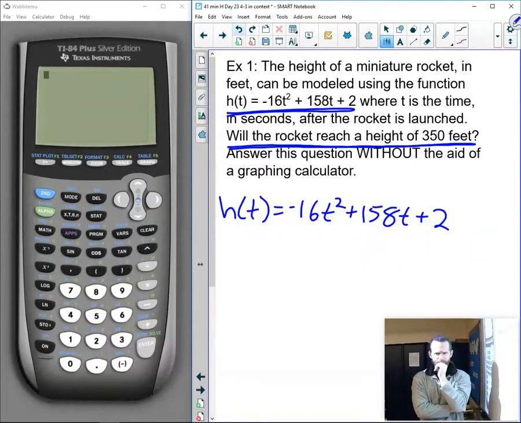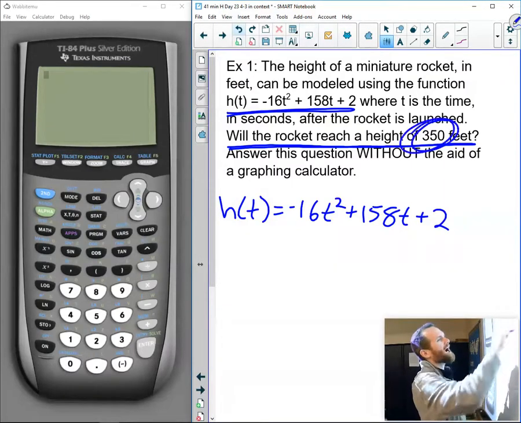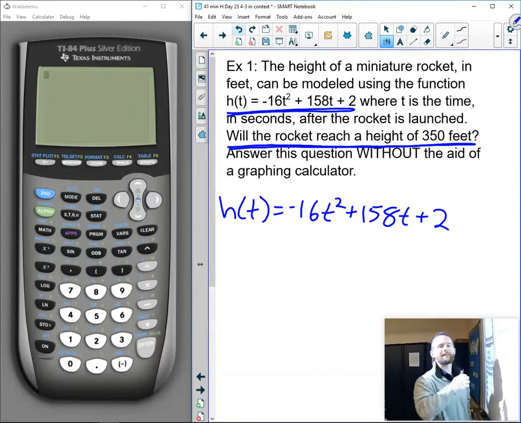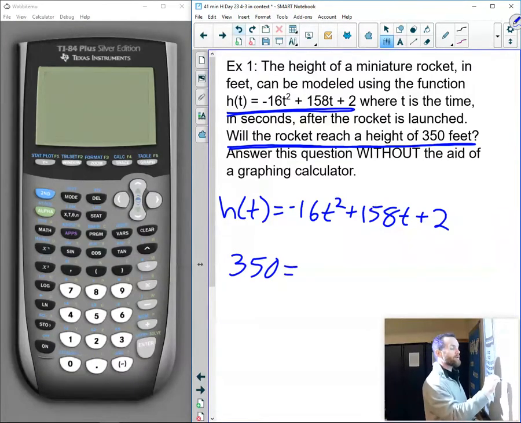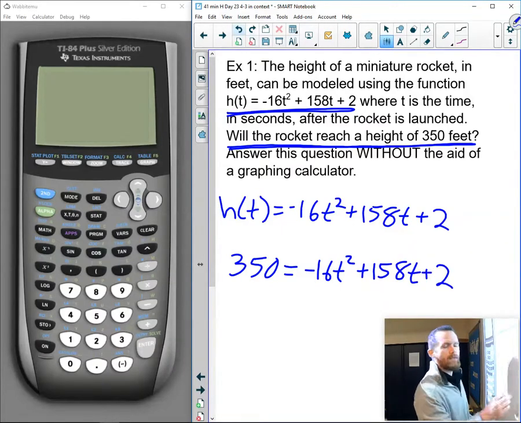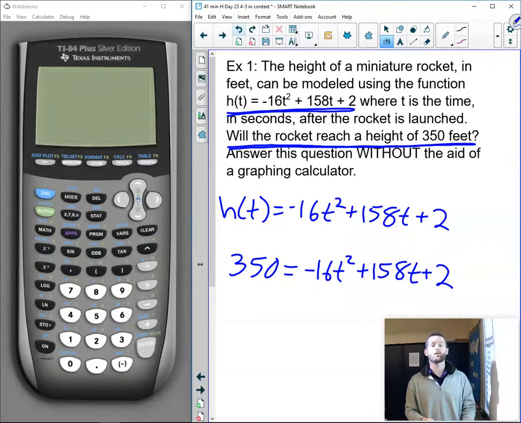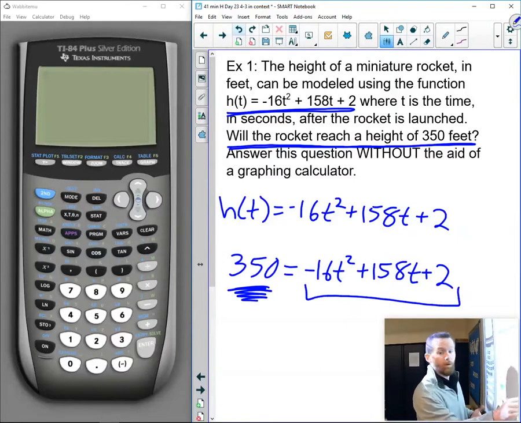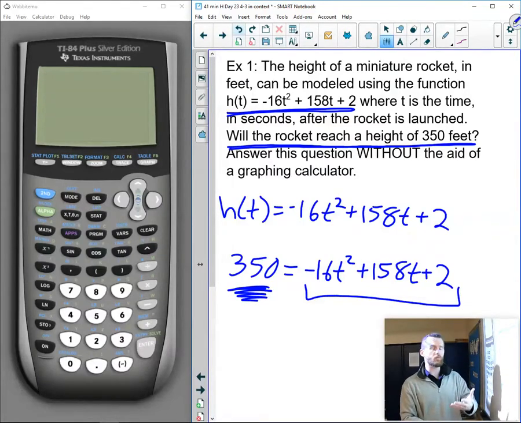So we've got a quadratic here, and it's asking, will the rocket reach a height of 350 feet? There are a few different ways to do this problem. One way, which I'm not going to go through, but it is a possible way, is to take this 350 feet and plug it in for the height, for h of t. So it would be 350 equals negative 16t squared plus, and we just copy the rest of it. Then we could solve that and see if we get any real solutions. If we get a real solution, that means this expression will be able to get us to a value of 350. So that's one way to do it.